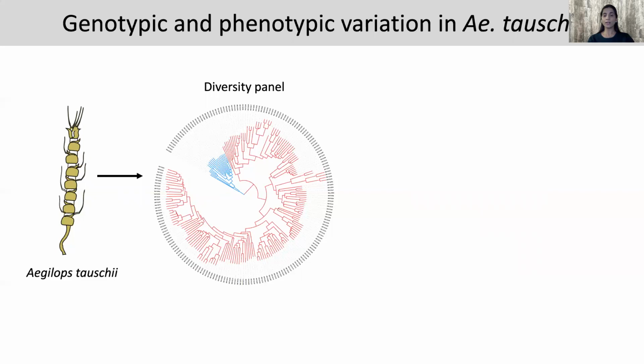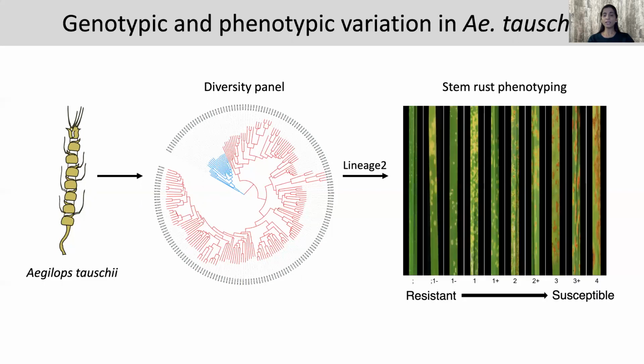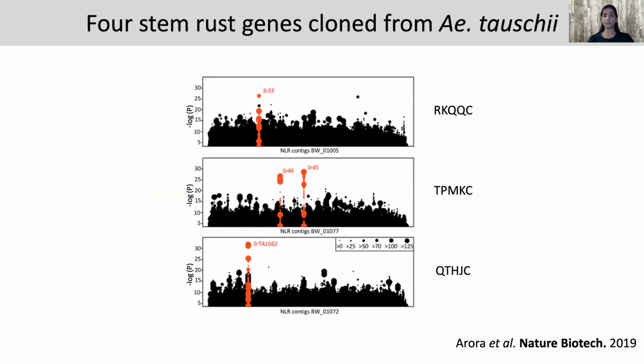Aegilops tauschii is divided genetically into two lineages, indicated by red and blue color here. We phenotyped lineage 2 with 3 stem rust races in collaboration with Brian Steffenson's group at the University of Minnesota. The outcome was 4 clear candidate genes associated with these races of stem rust. 2 of these genes were positive controls, Sr33 in the first plot and Sr45 in the second plot. The other 2 were uncloned genes, Sr46 and SrTA1662.